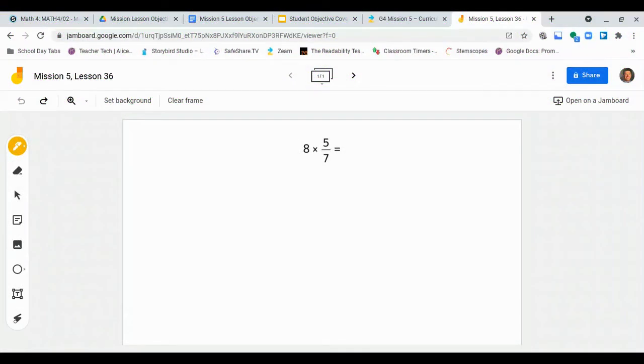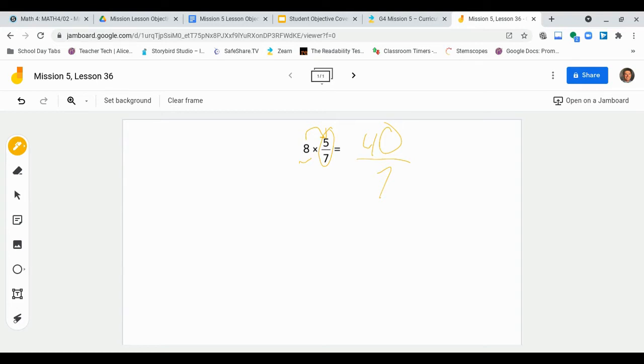Here's that example I was just referring to: 8 times 5 sevenths. We have a whole number 8 times a fraction 5 sevenths. From our previous lesson, we know to multiply these, we just multiply our whole number times the numerator. So 8 times 5 is 40. And what happens to the denominator? It stays the same. Sevenths, 40 sevenths.